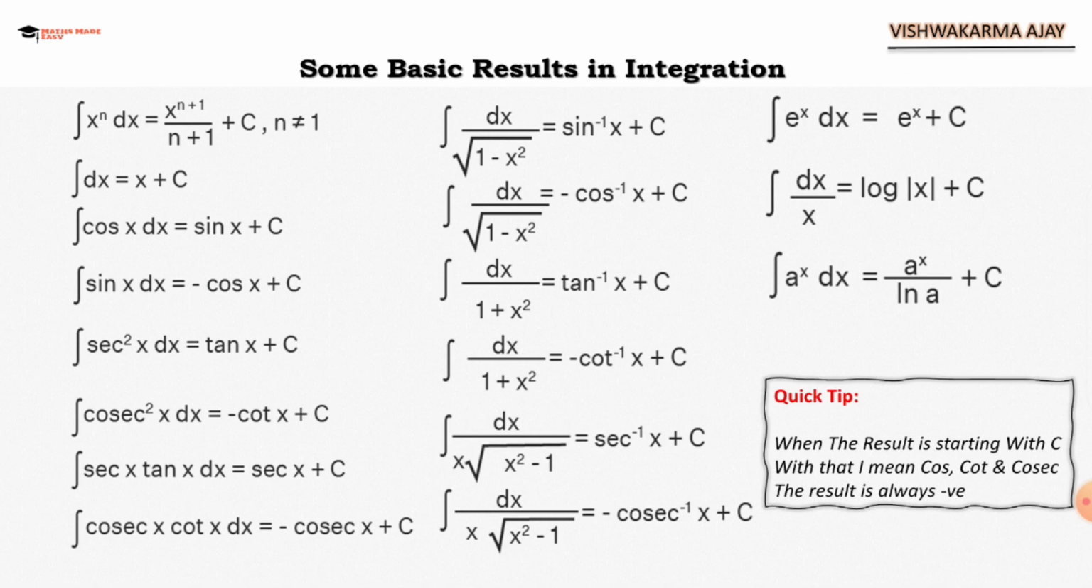By the way, here are some basic results in integration which you can take a screenshot of if you want. Here is a quick tip. When the result is starting with C, by that I mean cos, cot and cosec, the result is always negative. Many of them might not know about this. Sin, the result is minus cos. Similarly, cosec is minus cot. Anywhere you see a result starting with cos, cot, cosec, it's always negative. So just keep this in mind, it is going to be very helpful if somebody forgets the signs.